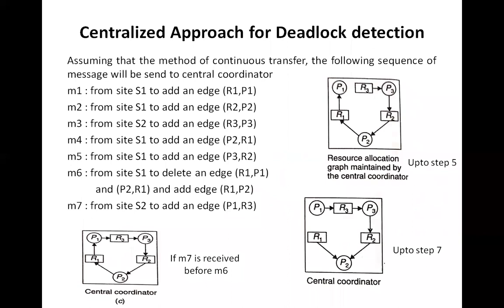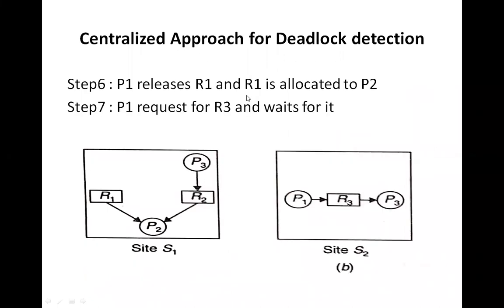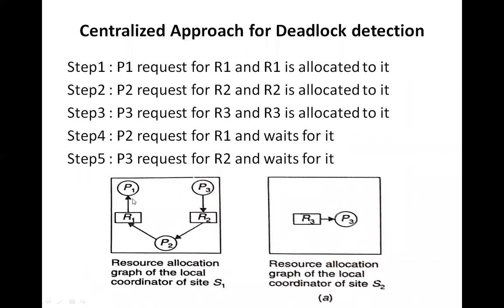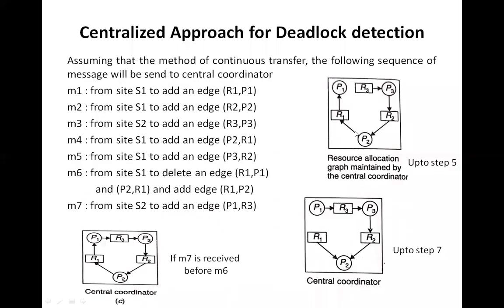Now, assuming that the method of communication between the local coordinator and the central coordinator is continuous transfer, the following sequence of messages will be sent to the central coordinator. The first message will be from the site S1 to add an edge R1 P1 because R1 is allotted to P1. As you can see in this R1 to P1, this information is going to the site. So R1 is allocated to P1.